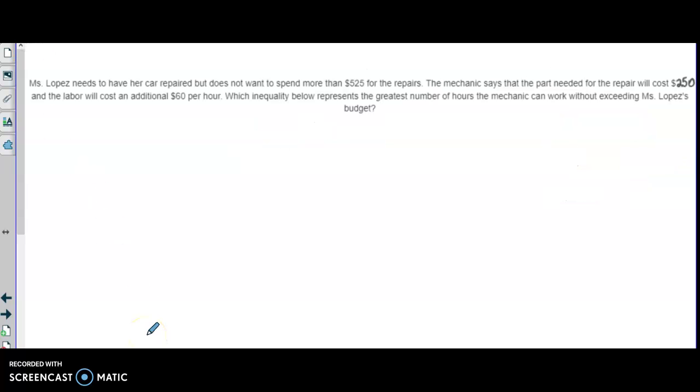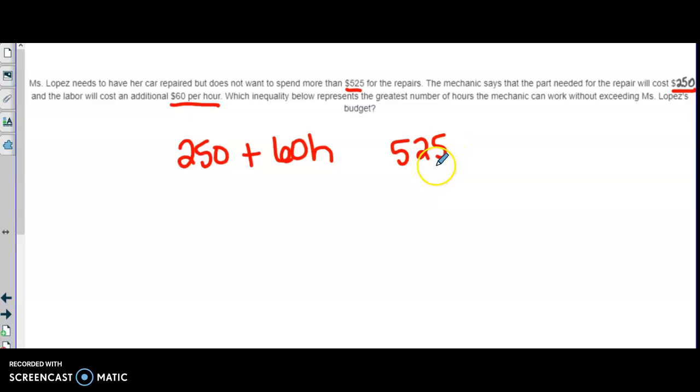Miss Lopez wants to have her car repaired but does not want to spend more than $525 for repairs. The mechanic says that the parts needed for the repair will cost $250 and the labor will cost an additional $60 per hour. Which inequality represents the greatest number of hours the mechanic can work without exceeding Mrs. Lopez's budget? Okay, so it's $250 for the part plus $60 per hour. And she only has $525. So it can equal $525 or be less than $525. So again, hold up your hands, and the one that makes the L is the less than symbol. So that is our correct equation. And I think all we had to do was just write the inequality. So that should be it.